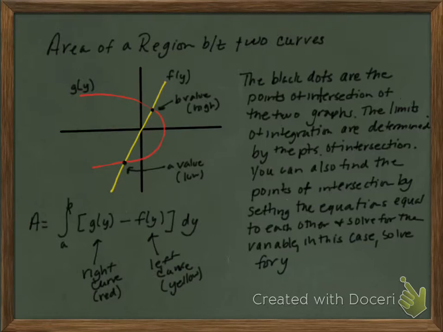Remember, whatever two values you find, the lowest one will be at the bottom of the integral, and the highest one will be at the top of the integral. The way we find area is using this equation here. A is equal to the integral from a to b of my rightmost function, in this case g of y, minus my leftmost function, in this case f of y. And then we are integrating with respect to y. That's the dy.